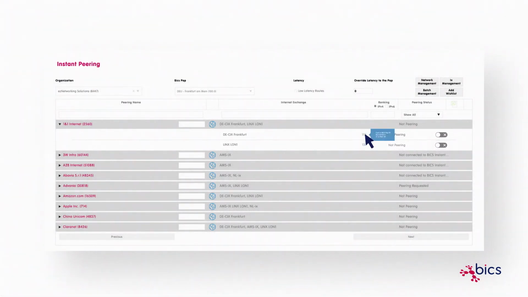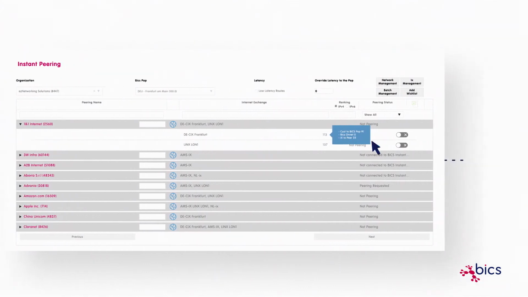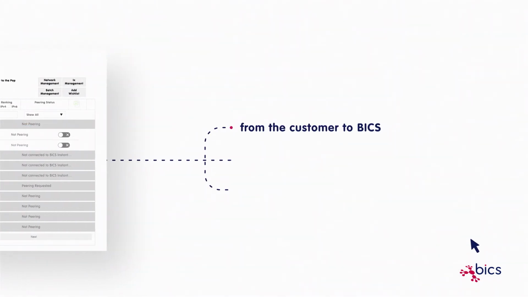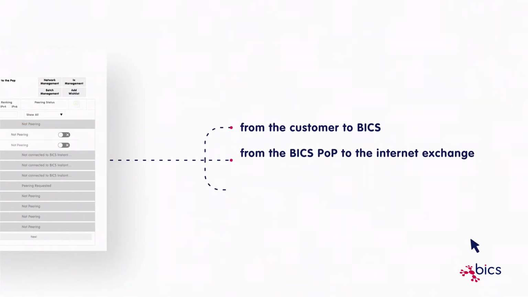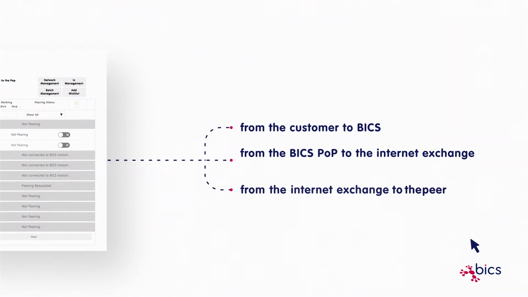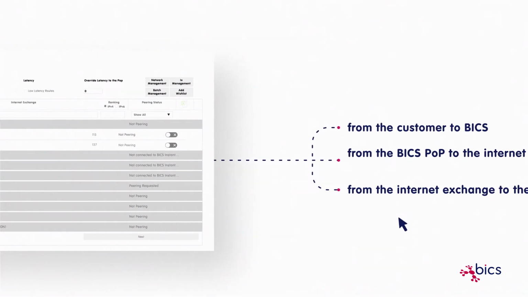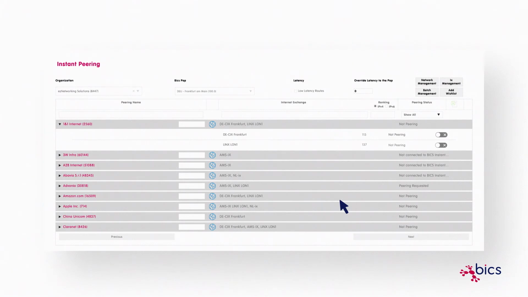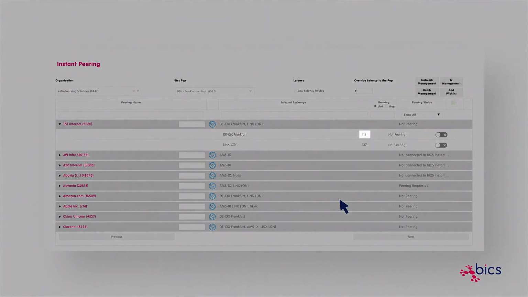By hovering over the latency number here, a breakdown of the projected distances will be provided, from the customer to BICS, from the BICS point of presence to the Internet Exchange, and from the Internet Exchange to the peer. Totaling the numbers provides the latency value, 113 milliseconds, which can be used to make a confident decision on the best IXP to peer with one-on-one internet.